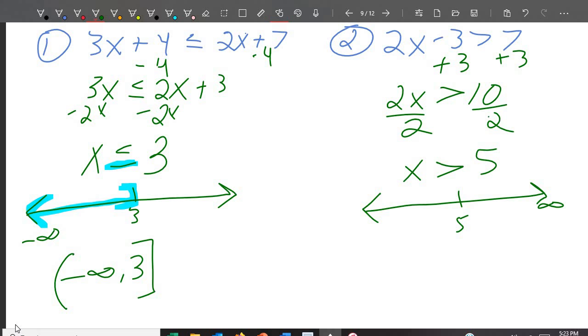I'll draw my infinity symbols here. Okay, now this is greater than, so it's going to go to the right. Now, this is just a greater than symbol. It doesn't have the equal to part, so this one will be a parentheses. So the interval notation starts at 5, stops at positive infinity, parentheses, parentheses.